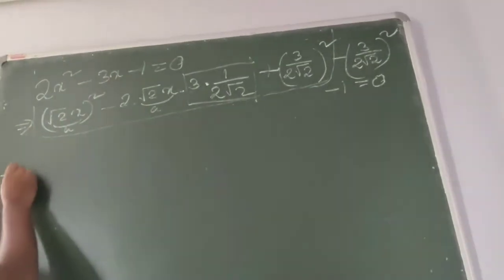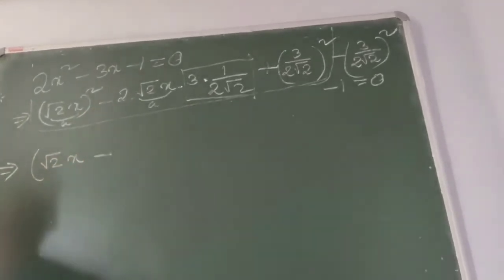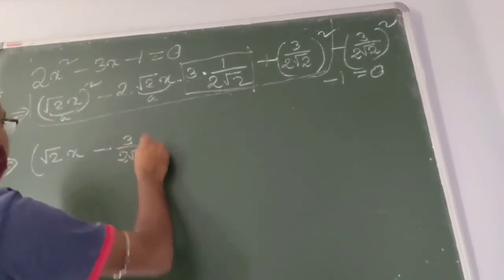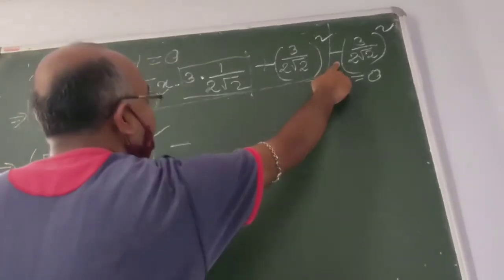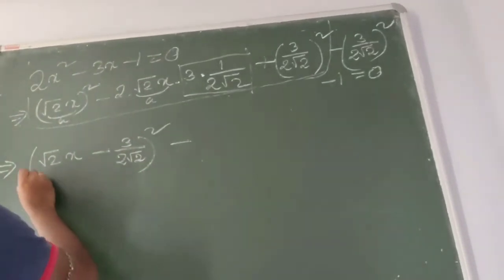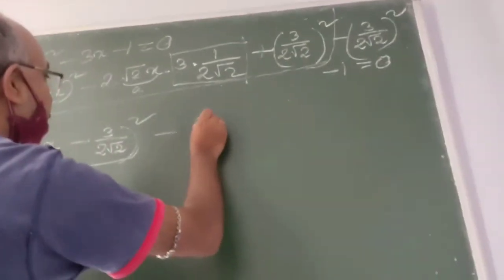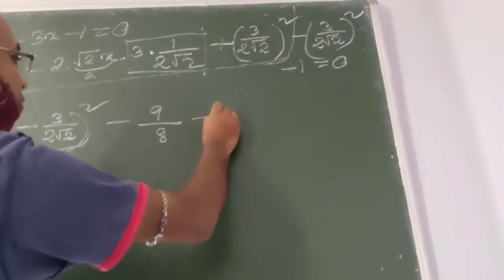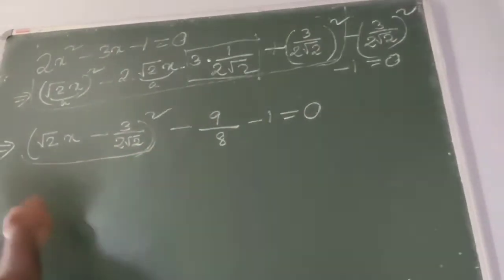Now, what formula will you use? A, that is root 2x, this is minus, so minus b. B is your 3 by 2 root 2. 3 by 2 root 2 whole thing square, minus, because this is the minus. Now, minus 3 by 2 root 2 whole square. 3 square is how much? 9. 2 root 2, 2 square is 4, root 2 square is 2, 4 2s are 8. Minus 1 equal to 0.